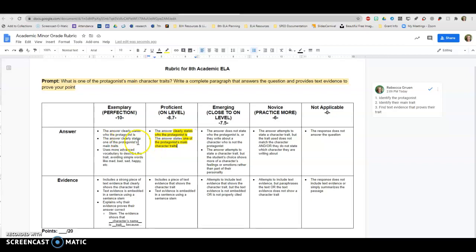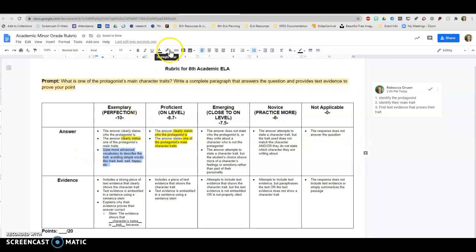What makes it different? So when I get to exemplary, I'm going to highlight the things that make exemplary higher than proficient. So again, the answer clearly states who the protagonist is. Then the answer clearly states one of the protagonist's main character traits. Ooh, here, it doesn't just state, it clearly states. So I can highlight that because that's a difference from the level below. And then this whole bullet point is new.